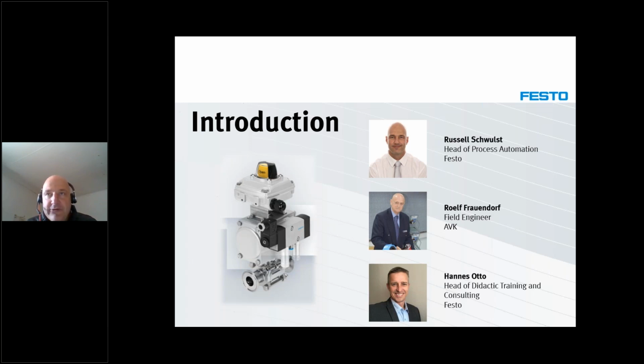A bit of background: this is a joint venture between AVK and Festo. The simple philosophy behind this interaction is that we believe that we need to look holistically at a process automation solution. AVK being the specialist in process valves and Festo, of course, being a specialist in automation. It's a logical conclusion to how we want to address this topic to the audience itself.